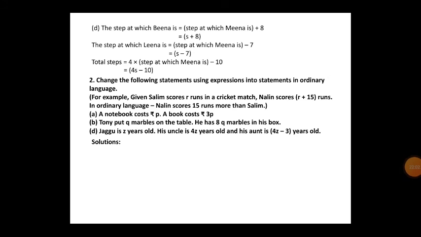For example, given Salim scores r runs in a cricket match, Nalini scores r plus 15 runs. In ordinary language, Nalini scores 15 runs more than Salim. Here, Salim's score is r runs, expressed in variable r. Nalini's score is r plus 15. See, plus means addition, so you can use the term more. Nalini scores 15 runs more than Salim. Like that you have to express it in ordinary language.